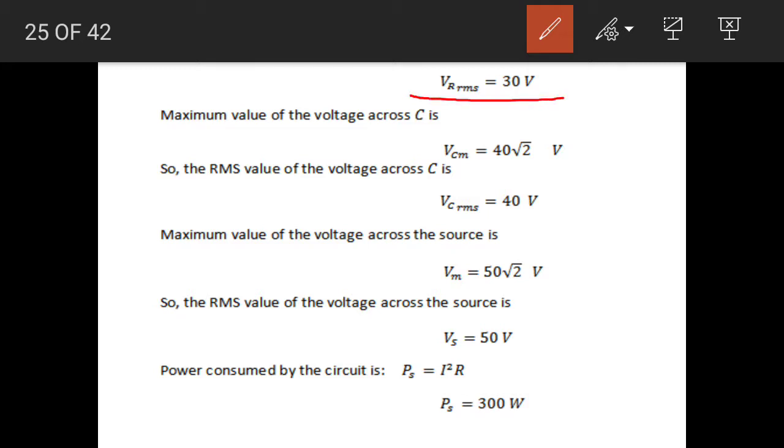The maximum voltage across the capacitor is 40 under root 2. If we divide this voltage by under root 2, we obtain the RMS value of the voltage across the capacitor, which is 40 volt. So if we install a voltmeter across the capacitor, the voltmeter will read 40 volt, which is the RMS value of this voltage.